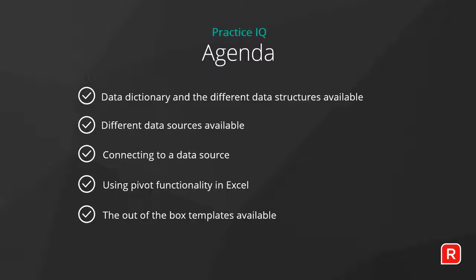We'll look at how to actually connect these different data sources. There's a common way of connecting to a data source through Excel that can be applied across all the different areas available. We'll have a look at building reporting in Excel using pivot functionality. And we'll also have a look at the out-of-the-box solutions that are available to you from a Practice IQ point of view. So there's a series of templates or starting points for you to go with.